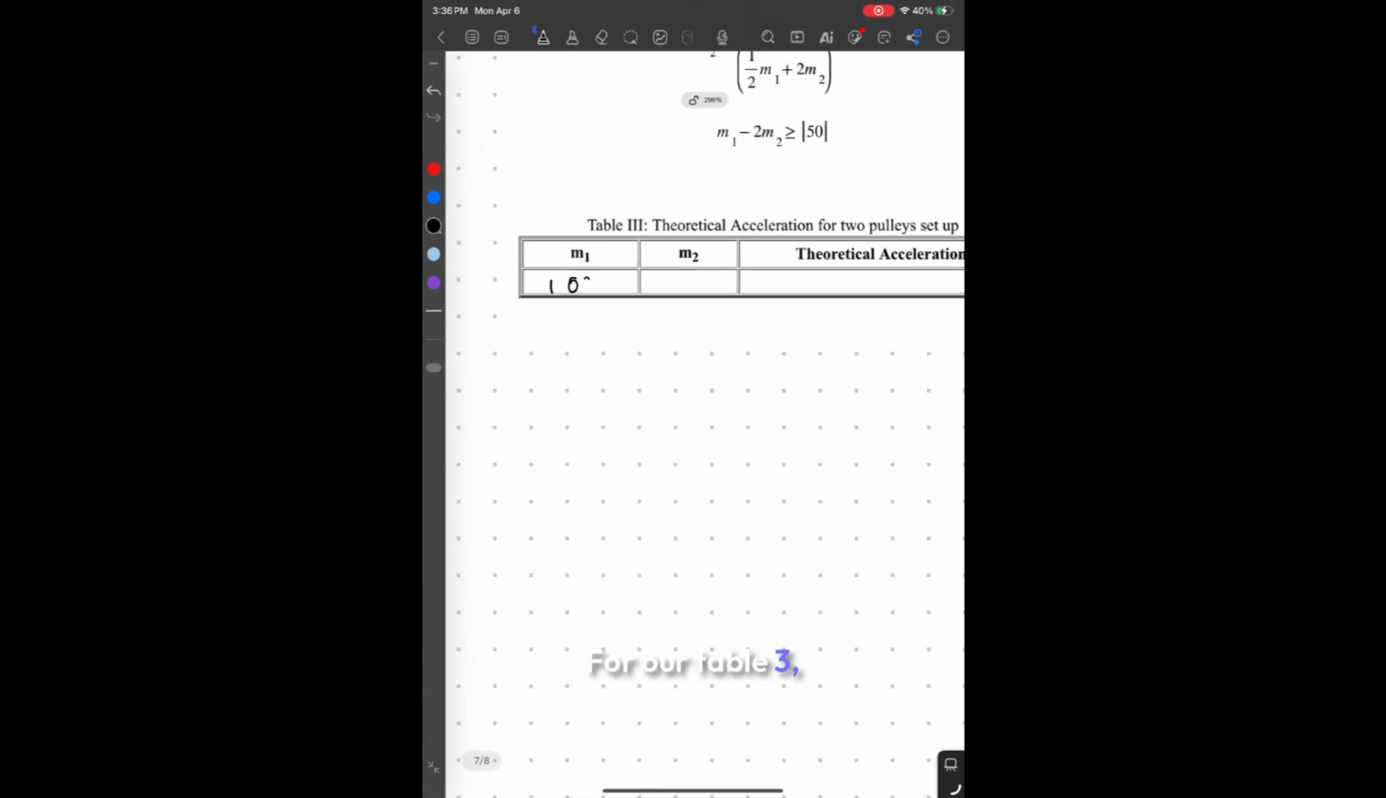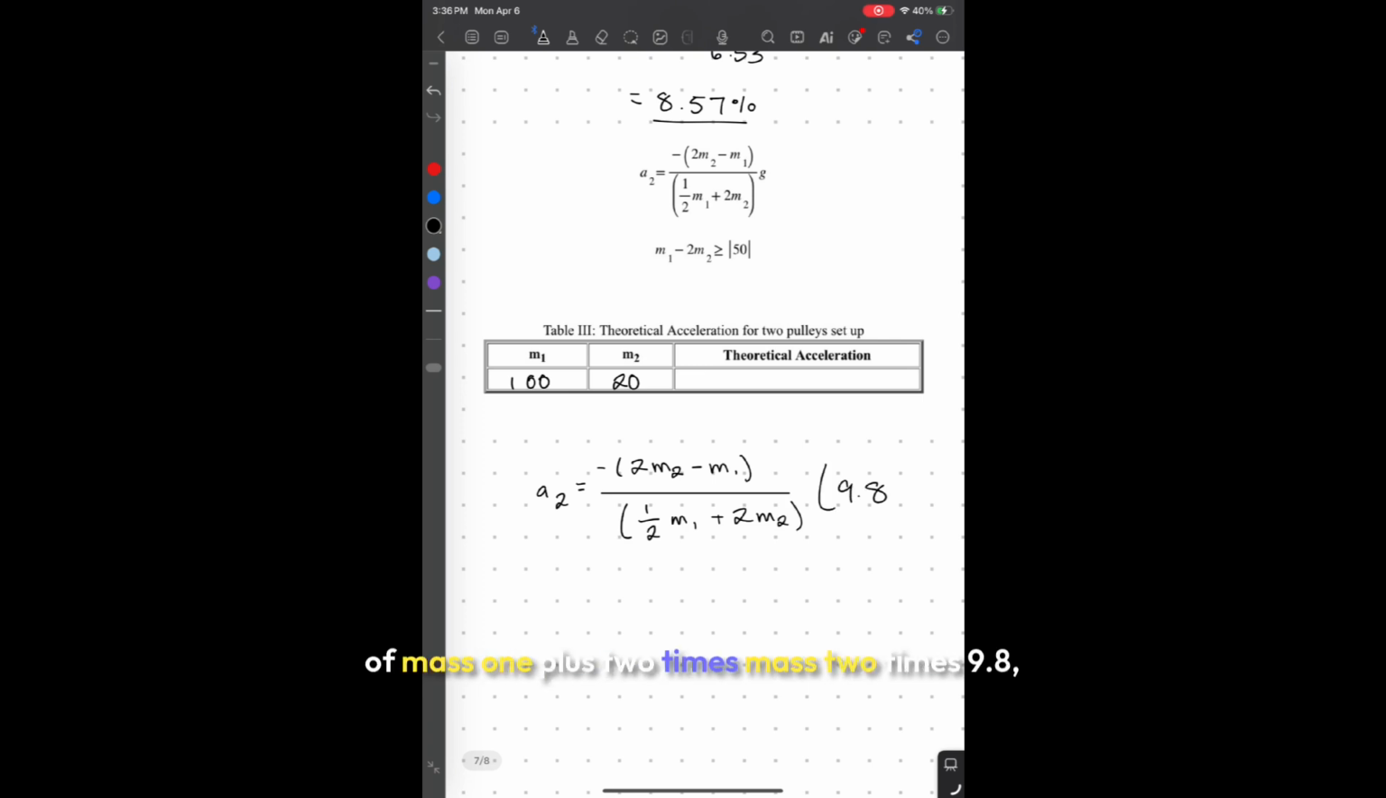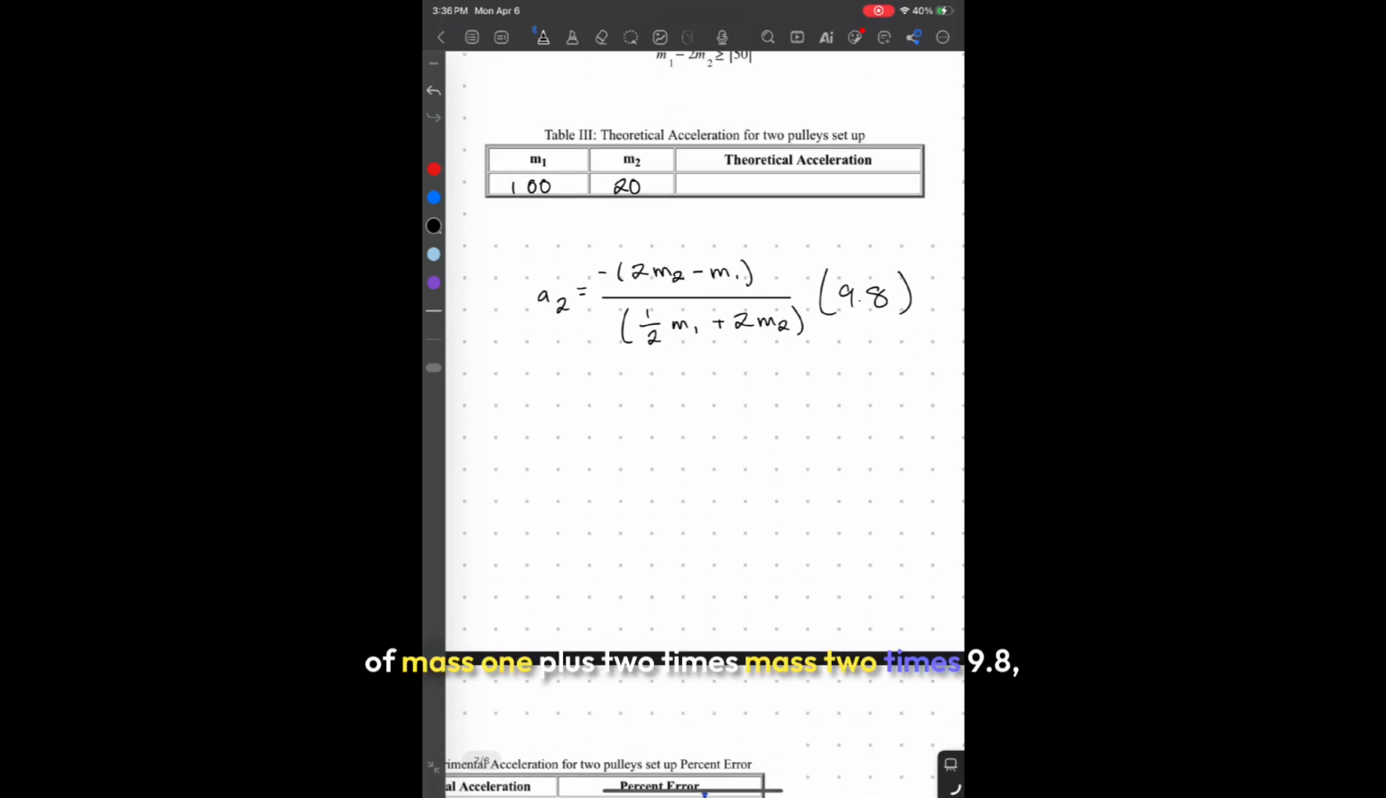For our table 3, we have to calculate our theoretical acceleration once again, but by using our new masses, where mass 1 was 100 and mass 2 was 20, and we use a formula of acceleration 2 equals negative 2 times mass 2 minus mass 1 over 1/2 of mass 1 plus 2 times mass 2, times 9.8, which is our gravity.